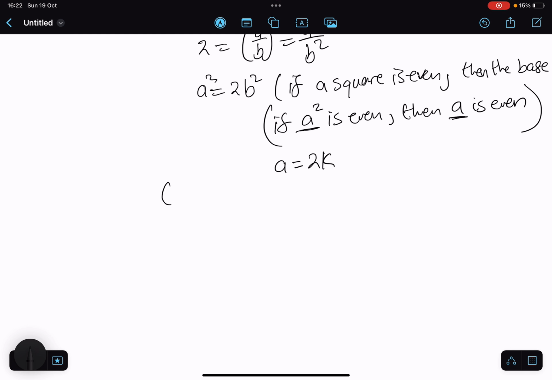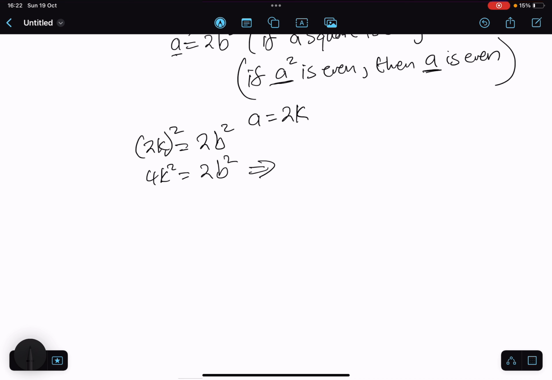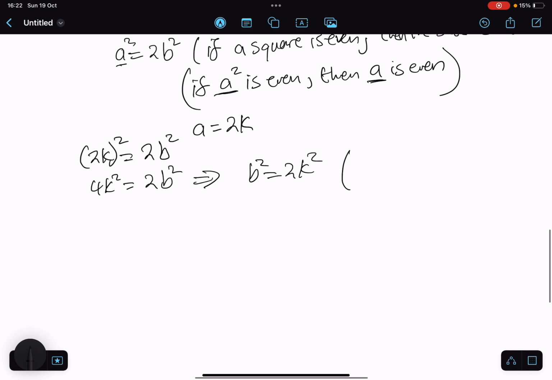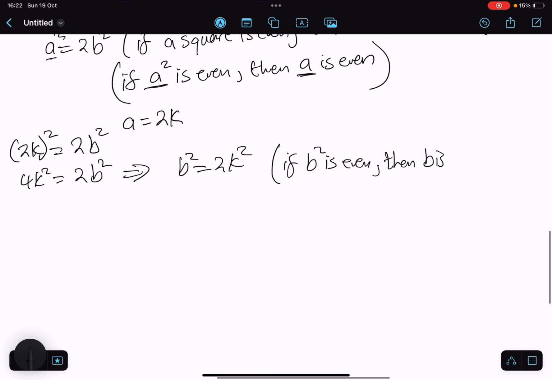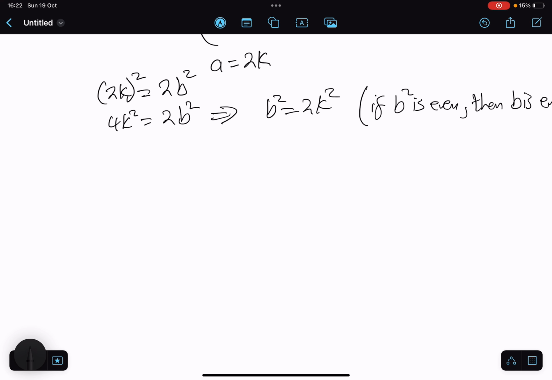Instead of a here, we're going to have (2k) squared is equal to 2b squared. So from here, you have 4k squared is equal to 2b squared, which we can simplify to get b squared is equal to 2k squared. So from here, we can also state the same thing: if b squared is even, then b is even, right? Then b is even.